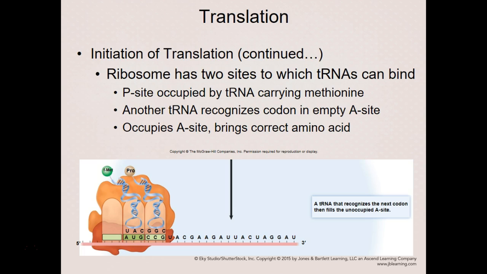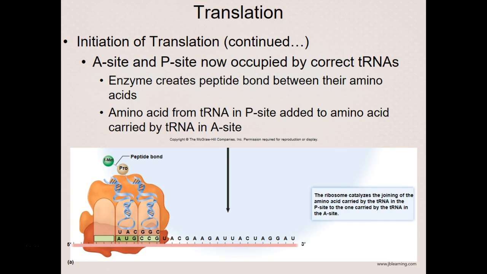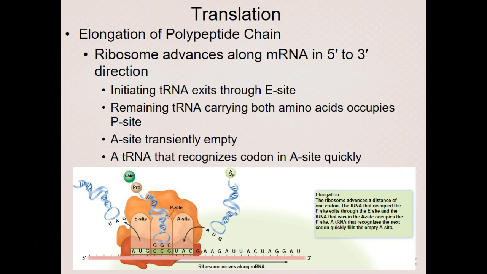So once the bond is formed, then the entire ribosome shifts over one codon. So there's your peptide bond formed, and now we're going to have the ribosome move down one site. And so this first one that was at the initial P site is released and is able to go move to the amino acid pool and pick up a new amino acid.